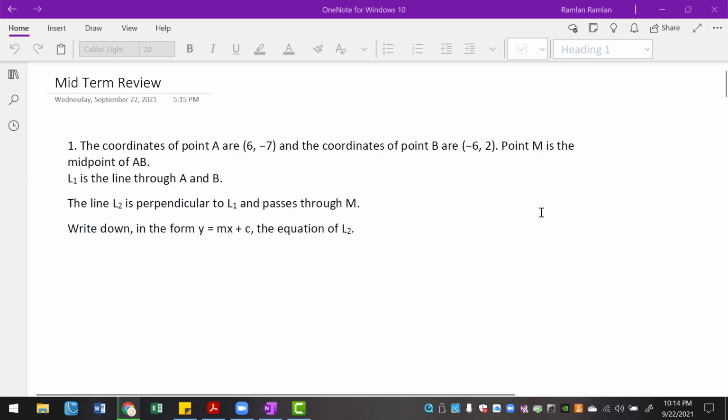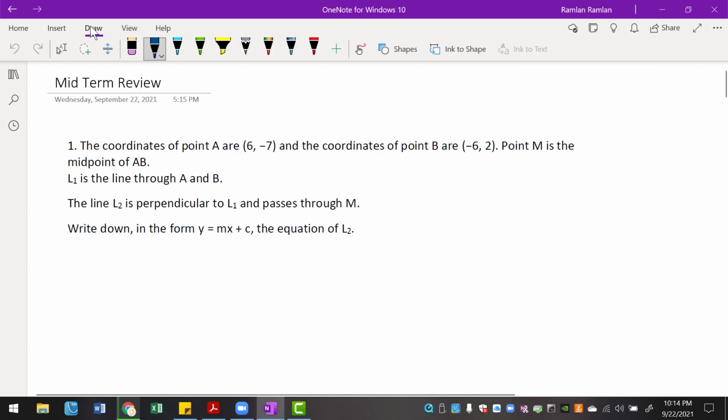So the first thing that we need to do here is to set a goal and a step-by-step process. So this is the information that we have: point A and point B. I'm going to draw a sketch of a Cartesian plane, maybe like this. Point A, 6, minus 7, is about here, and point B, minus 6, 2, is about here.